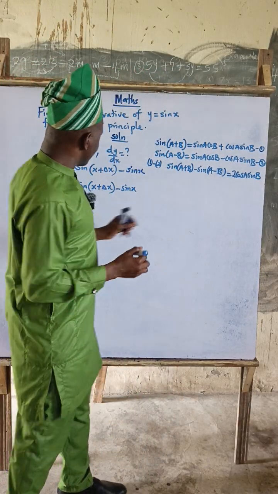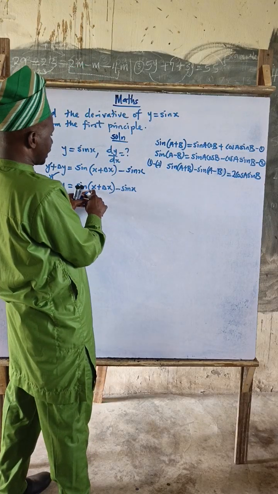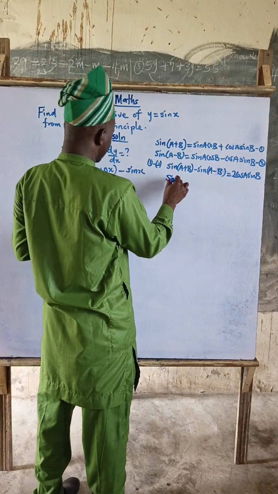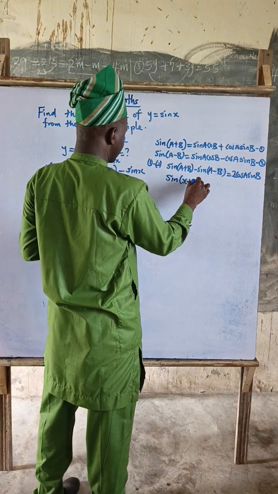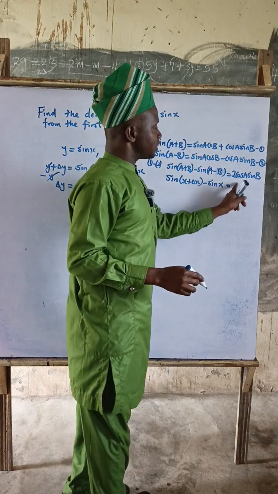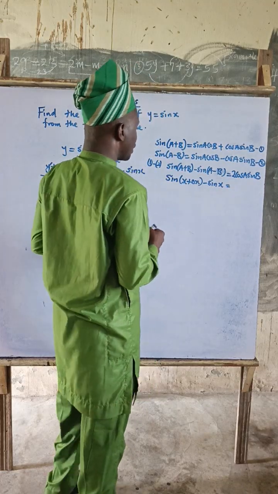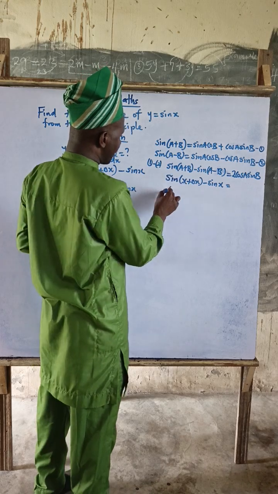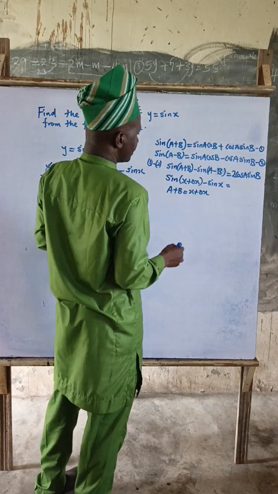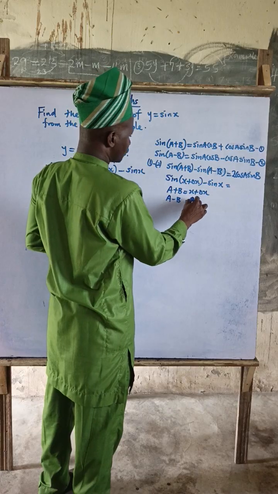Now we are going to replace this A and B with x and delta x. So we are going to write sin(x plus delta x) minus sin x as a product of these two trig functions, that is cos A and sin B. What we are going to do is say let A plus B equal x plus delta x, and A minus B equals x.